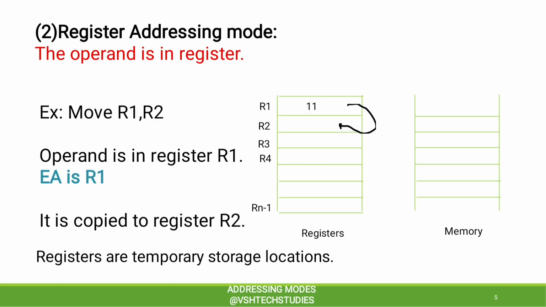Next addressing mode is register addressing mode. So the operand is in a register. Suppose we take the example Move R1, R2. R1 is the source and R2 is the destination. From R1 to register R2, the content is copied. The operand is in the R1 register only. So the effective address is R1, that is the register number. Hence the name register addressing mode.